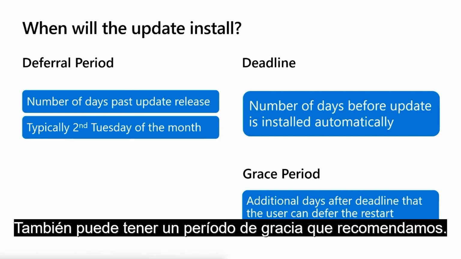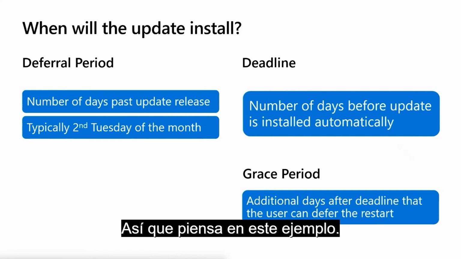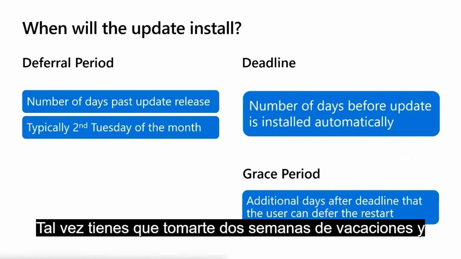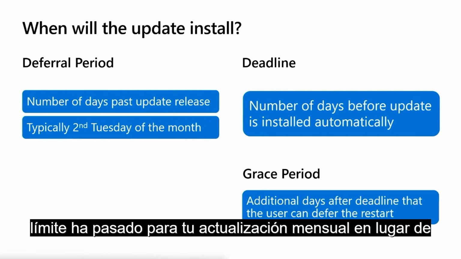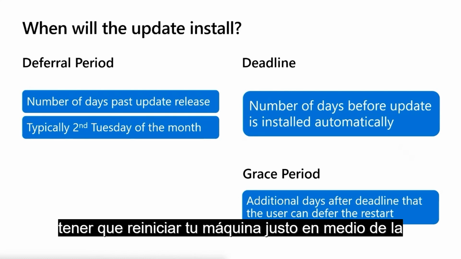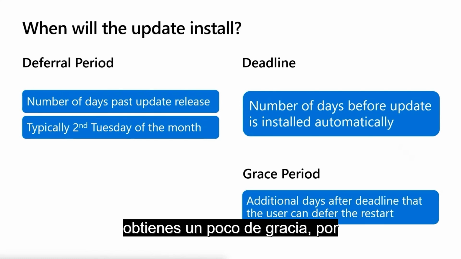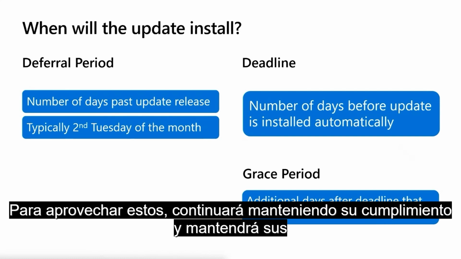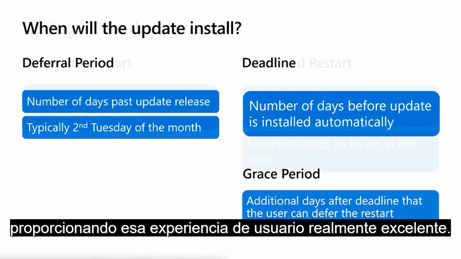You can also have a grace period, which we do recommend. Those are some additional days after the deadline that the user can defer the restart. So think of this example. Maybe you got to take 2 weeks of vacation, and when you come back, you have hundreds of emails to read, but the deadline has passed for your monthly update. Instead of having to reboot your machine right in the middle of reading all those emails because of this deadline, you get a little bit of grace. So we encourage our organizations to leverage these. It will still continue to keep your compliance, keep your machines updated, but providing that really great user experience.